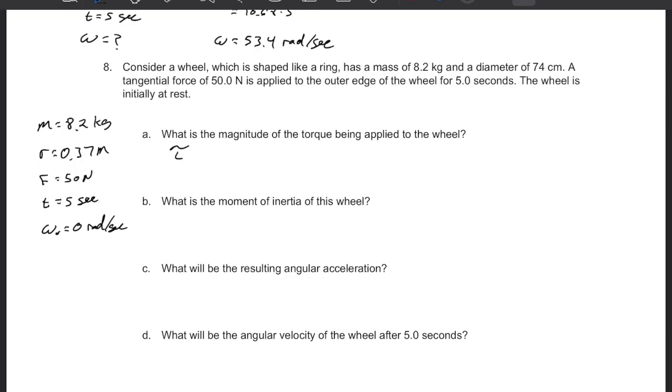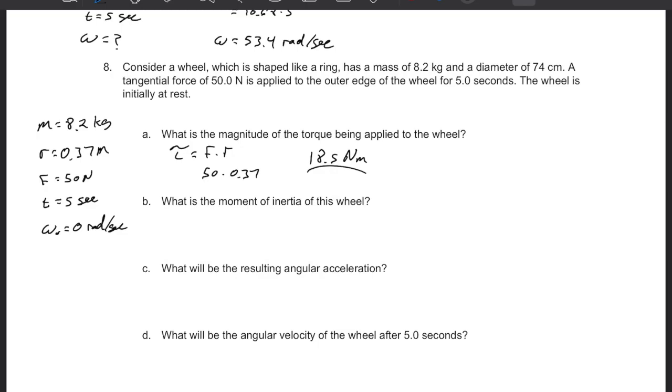What is the magnitude of the torque being applied to the wheel? Well, torque is I alpha. I haven't solved for I, haven't solved for alpha. But torque is also force times radius. I have the force at 50 and the radius at 0.37. So 50 times 0.37, put that in my calculator. I get 18.5 Newton meters.